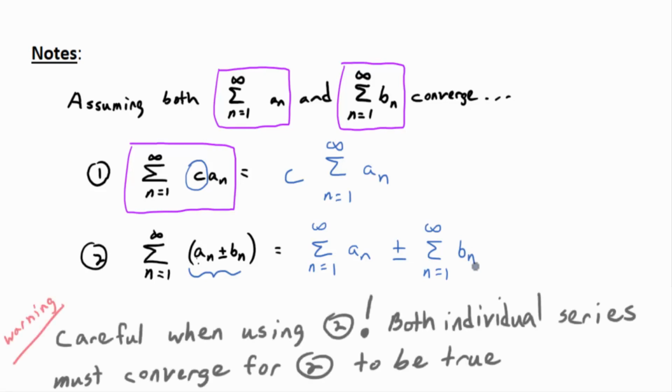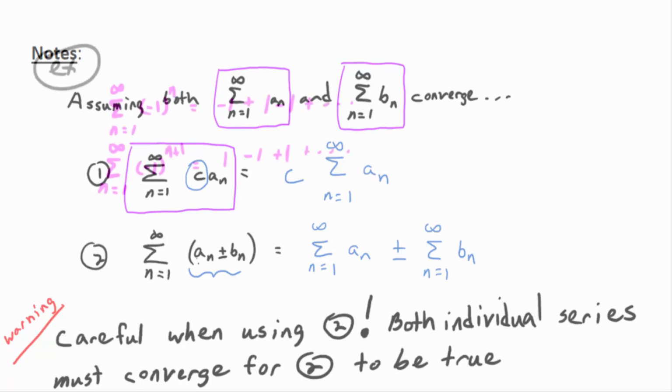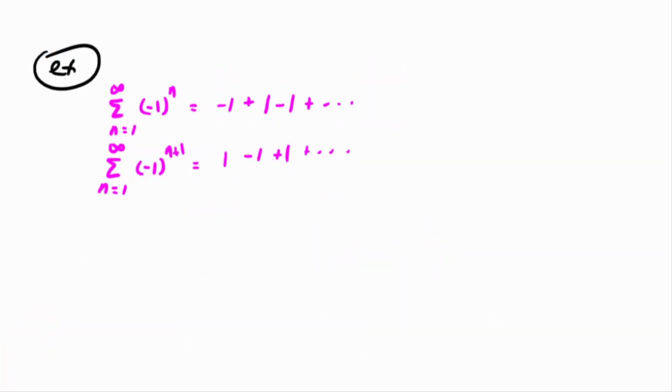And the warning: careful when using property 2. Both individual series must converge for 2 to be true. And I'll leave you with an example showing why that warning is important. So in this example, we have our sum n equals 1 to infinity of negative 1 to the n. Does that thing converge to anything?